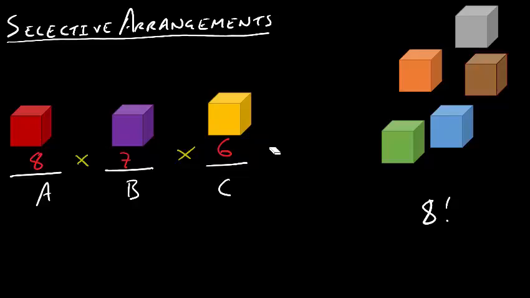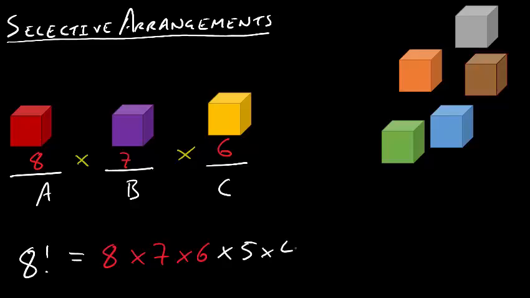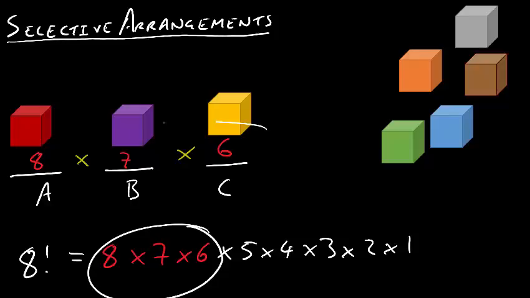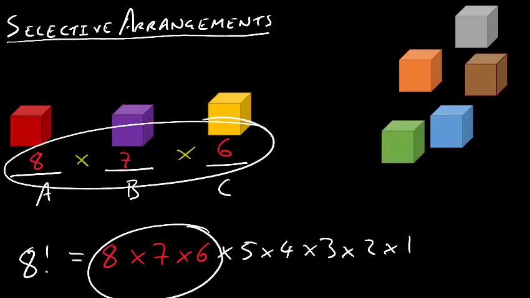Now this looks a little bit like a factorial, because if I write out 8 factorial, 8 factorial is equal to 8 times 7 times 6, and then if I write out the rest of the factorial, times 5, times 4, times 3, times 2, times 1. Now, that bit looks like that bit up there. So you're happy then?